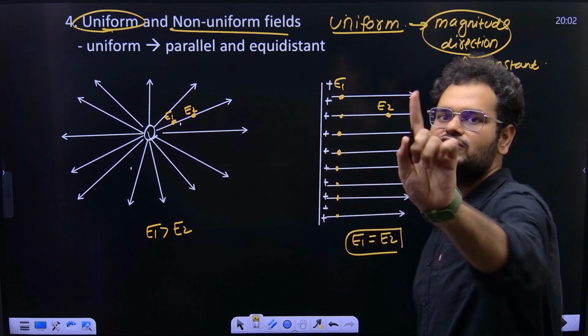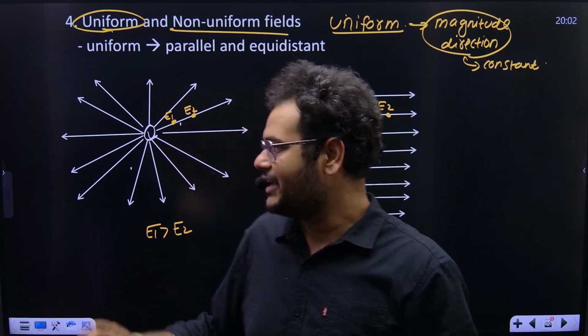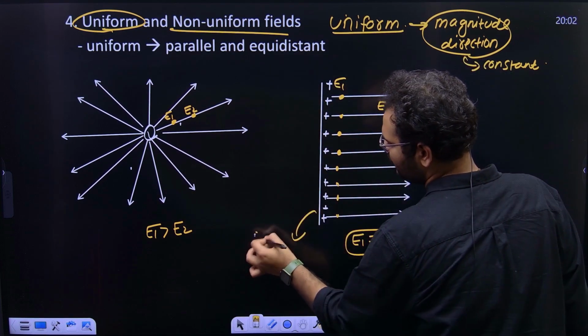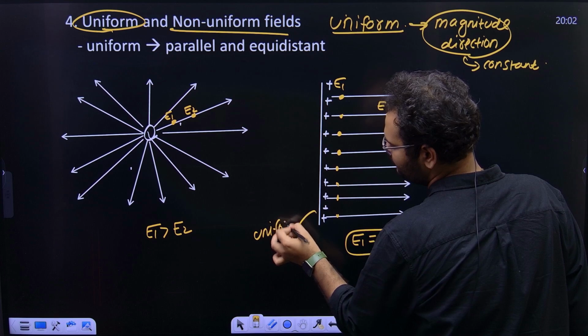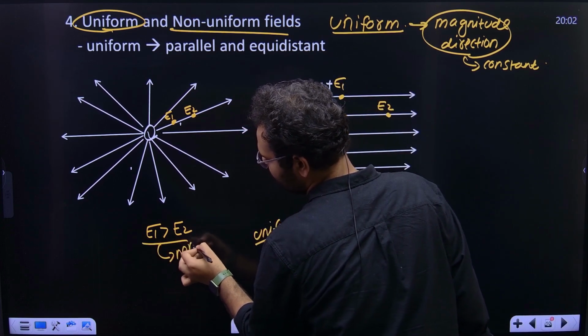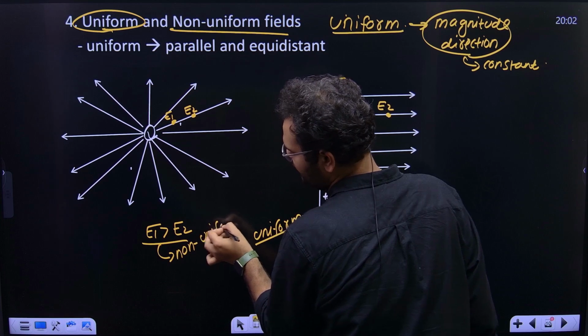Sir, is direction also the same? Yes, magnitude and direction are the same. That means this is a uniform electric field. This is an example of uniform, and this is an example of what? Non-uniform. Are you getting it?